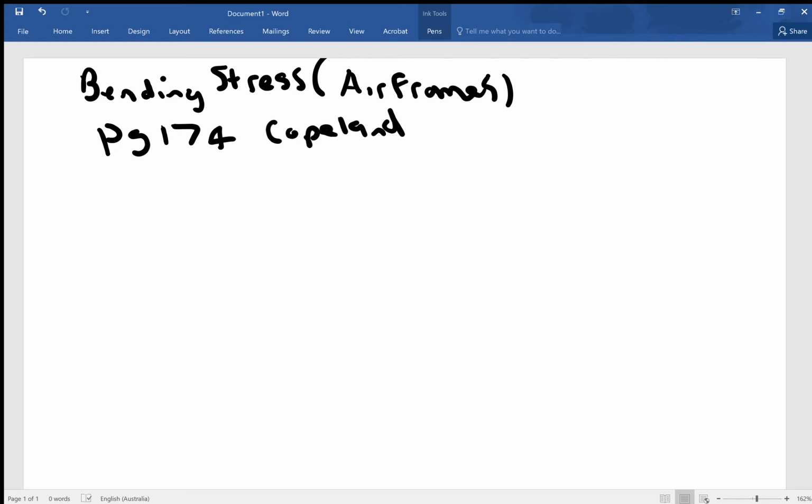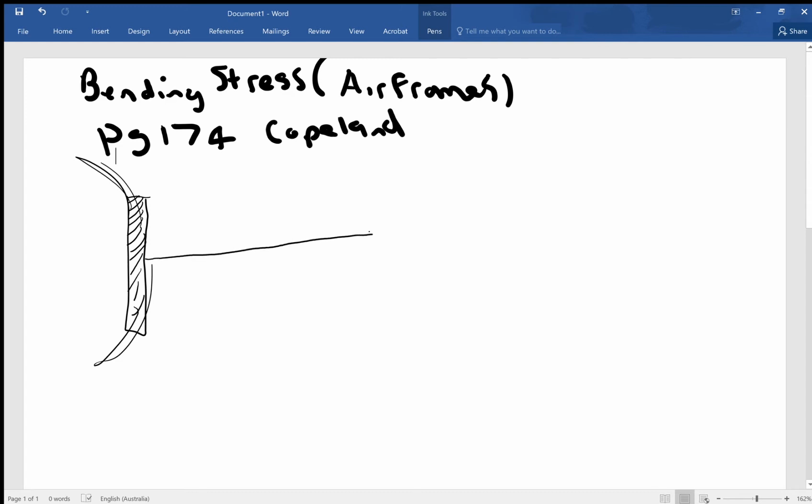Okay, so we're going to look at one of the things that we did in year 11 too, which was reaction at the wall and bending moment at the wall for a cantilever, because this problem is essentially dealing with a cantilever beam going off to the right. So if this is the fuselage of the aircraft, the aircraft would be here, and the wing is coming out of the aircraft horizontally.